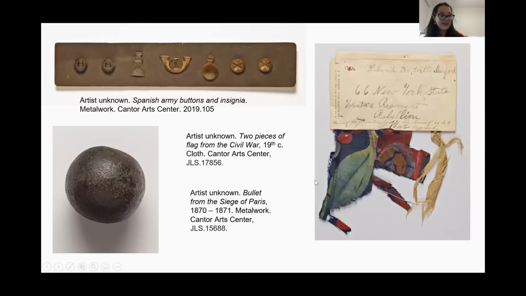You can see here the 2 pieces of a flag from the Civil War, a bullet from the Siege of Paris, buttons and insignia from the Spanish Army. And these objects are all actually on view currently at the Cantor as part of the Melancholy Museum exhibition. So if you get a chance to visit the Cantor in person, I highly recommend seeing these pieces in real life.